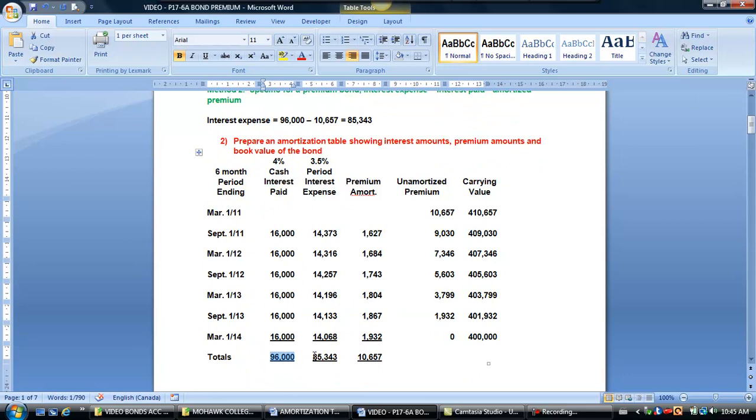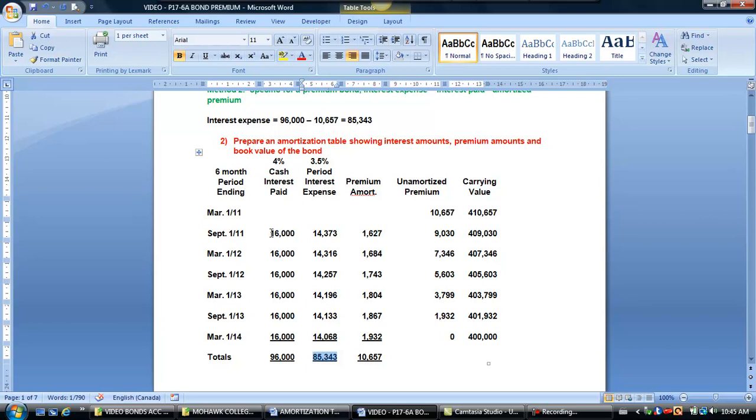By the time you get to the end of the 3 years, you would have amortized it all, which would be here, $10,657. So therefore, you're going to get $85,343 as your total interest expense over the 3-year period.